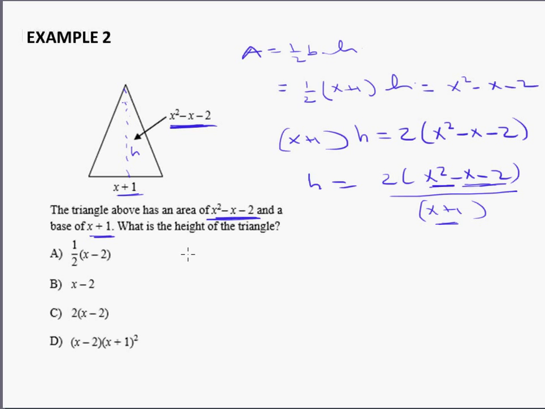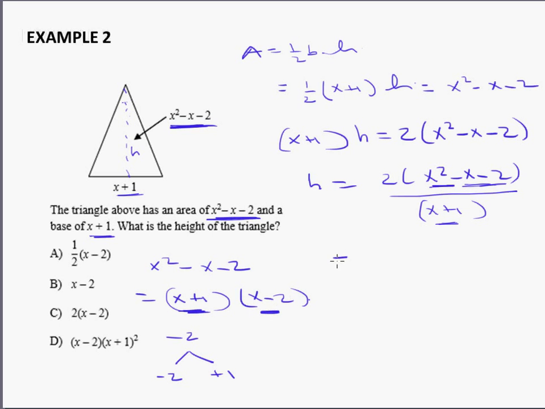For this quadratic function, I have x squared minus x minus 2. If I want to factor this, you notice that this is the same thing as x plus 1 times x minus 2. You see the factors are minus 2 and plus 1, those are the factors. So that's why I have plus 1 and minus 2.